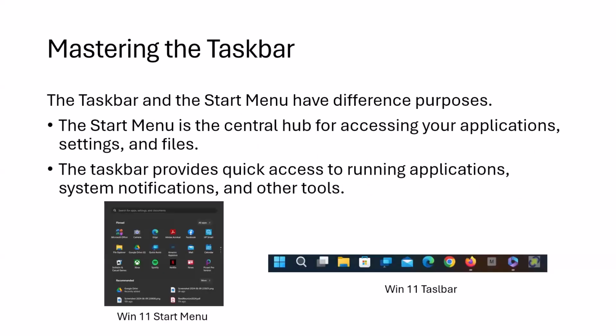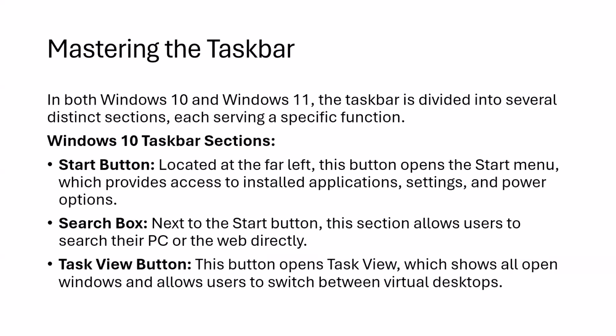The taskbar and the Start menu have different purposes. The Start menu is the central hub for accessing your applications, settings, and files. The taskbar provides quick access to running applications, system notifications, and other tools. In both Windows 10 and 11, the taskbar is divided into several distinct sections, each serving a specific function.